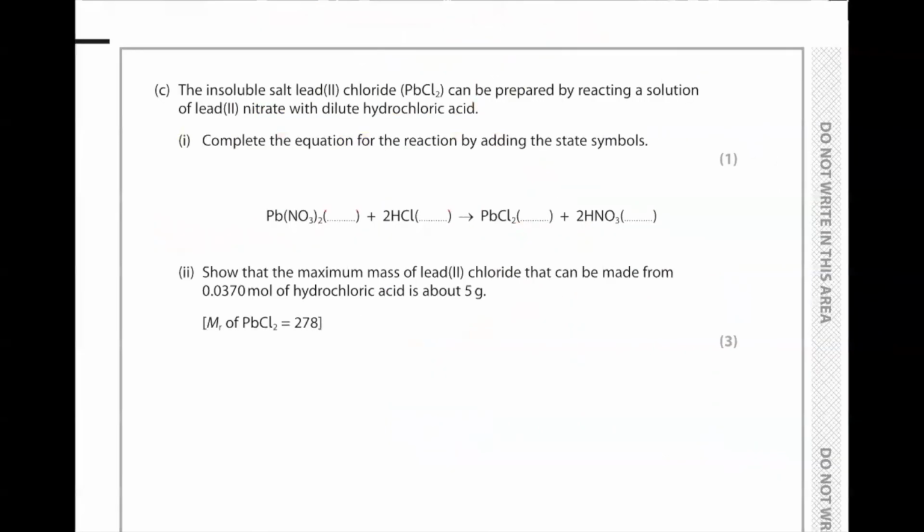Part C. The insoluble salt lead(II) chloride, PbCl2, can be prepared by reacting solutions of lead nitrate with dilute hydrochloric acid. Complete the equation for the reaction by adding the state symbols. So we have lead nitrate, which is aqueous. We have hydrochloric acid. We know hydrochloric acid is also aqueous. And that produces lead chloride, which is solid, and nitric acid, which is definitely aqueous.